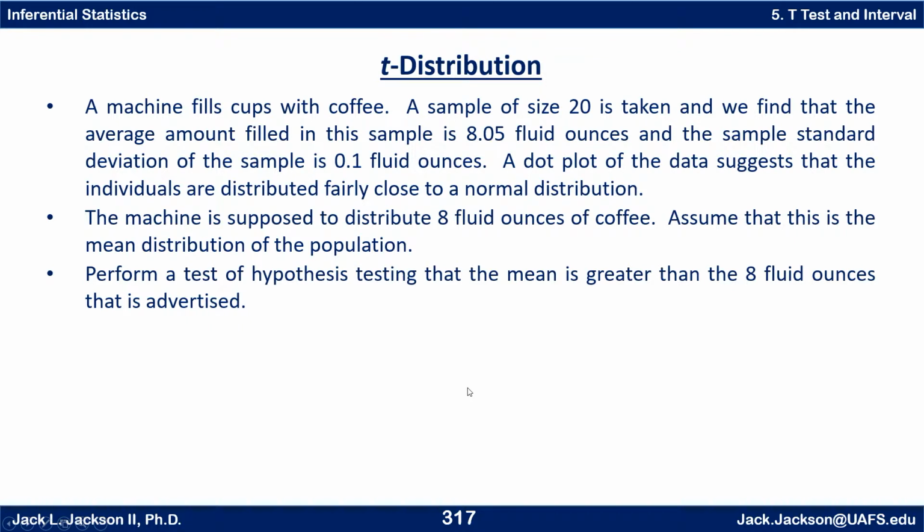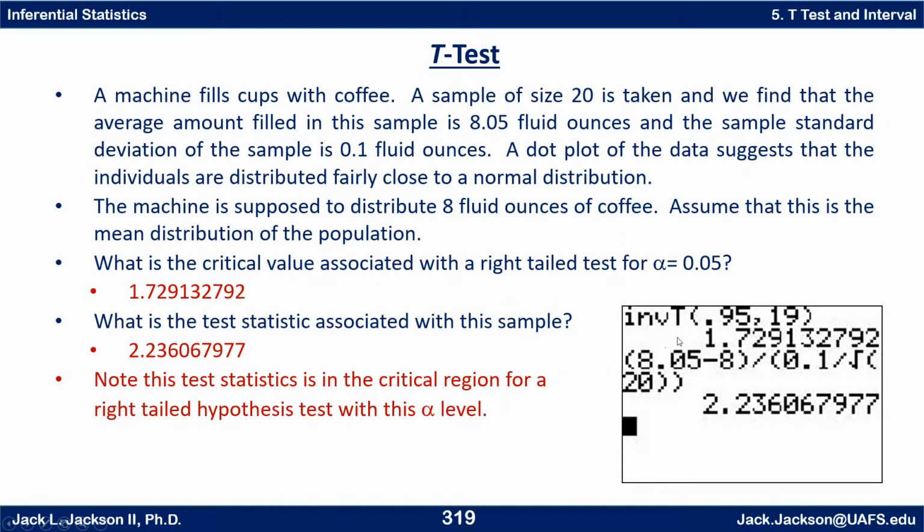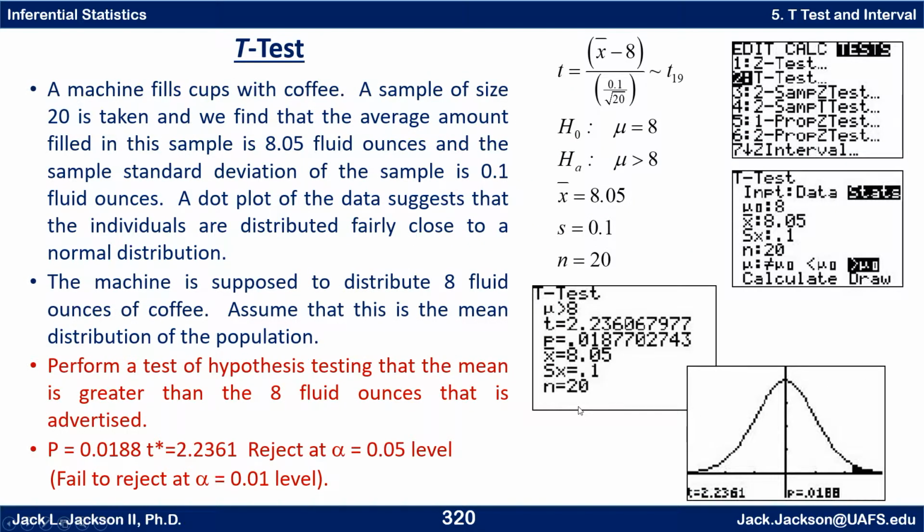Perform a test of hypothesis that the mean is greater than 8 fluid ounces. Well, what's the critical value and what's the test statistic? Well, if we want a critical value, we do inverse t of 0.95, 19 degrees of freedom, and there we get it. This is the test statistic that we just figured out a while ago. But in fact, we don't really need to figure out the test statistic that way because it's figured out by the calculator shortcut.